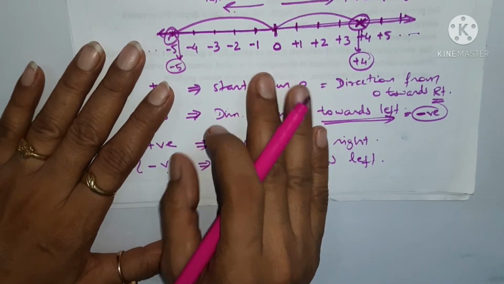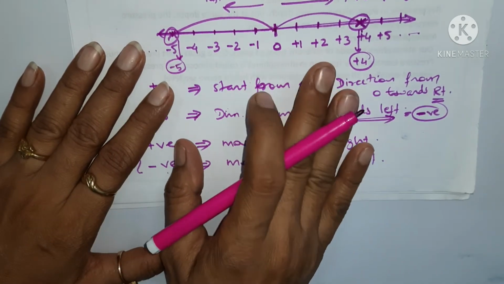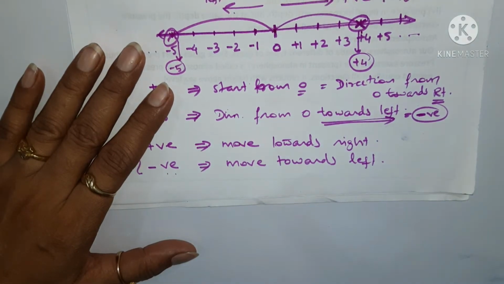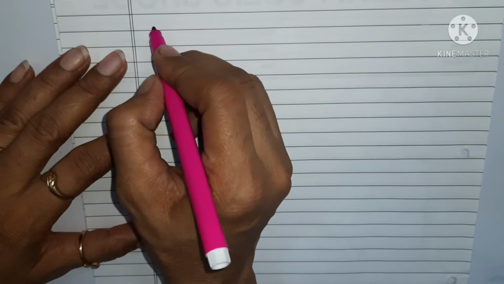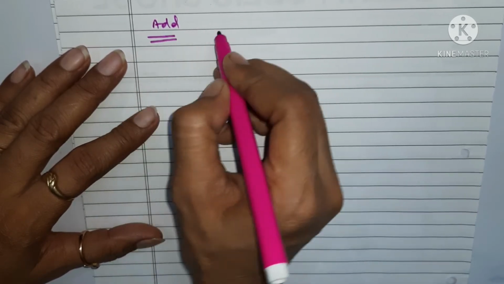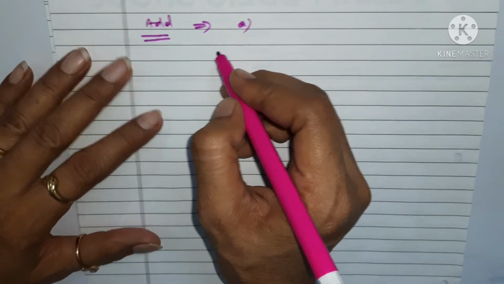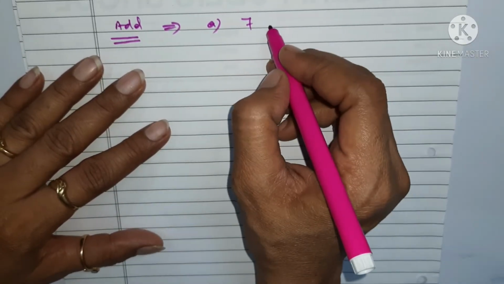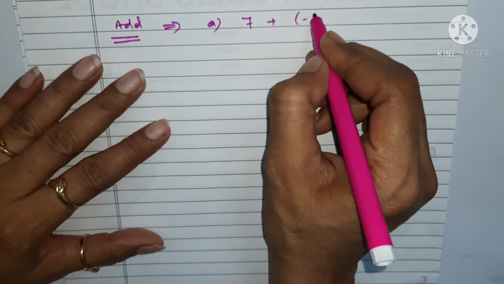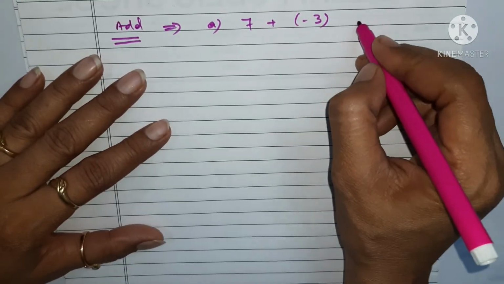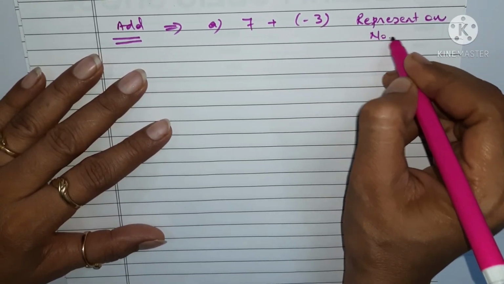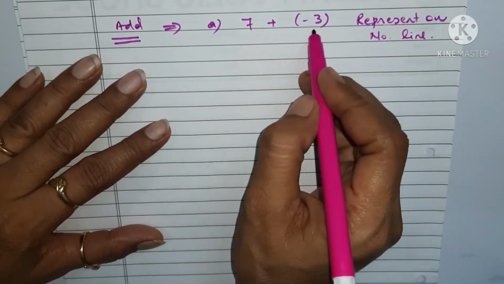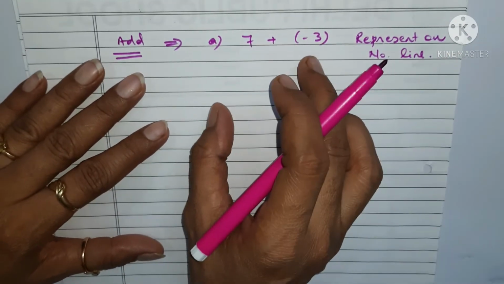Now let us try to understand how to add or subtract integers on a number line. Suppose you are given 2 numbers and you have to add. A question is given, say 7 plus minus 3, and you have to represent this on a number line. How to show this on the number line? Let us try to find out.